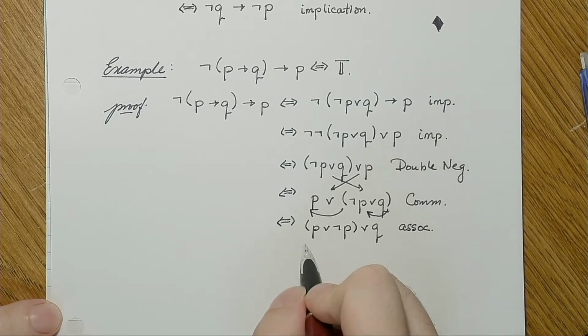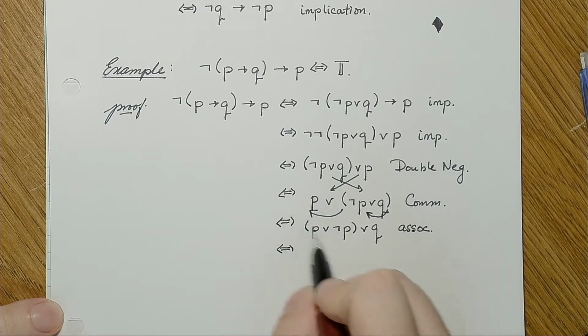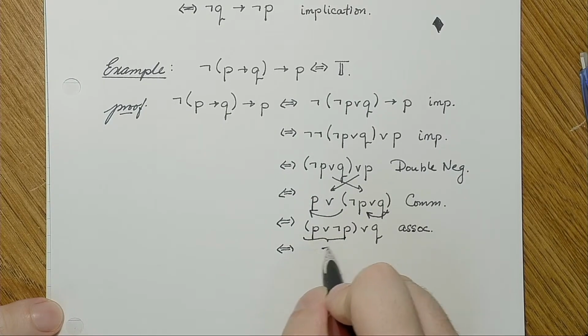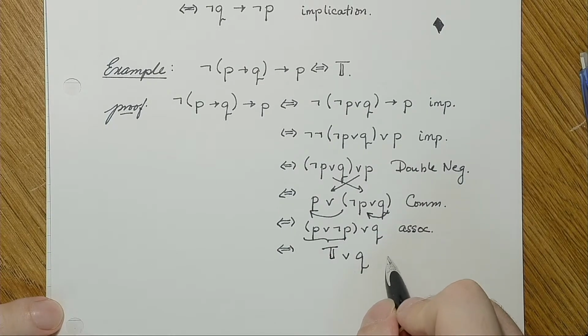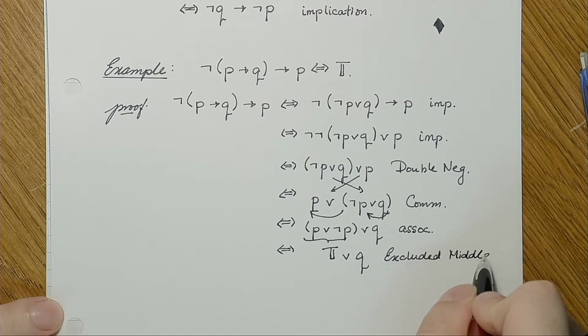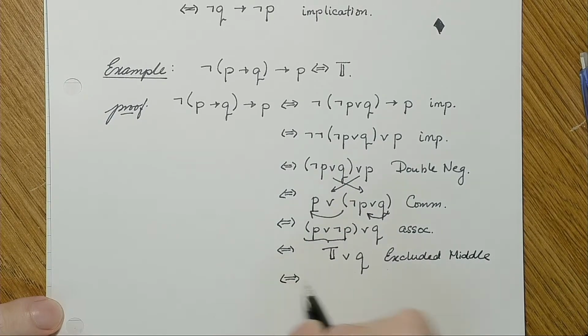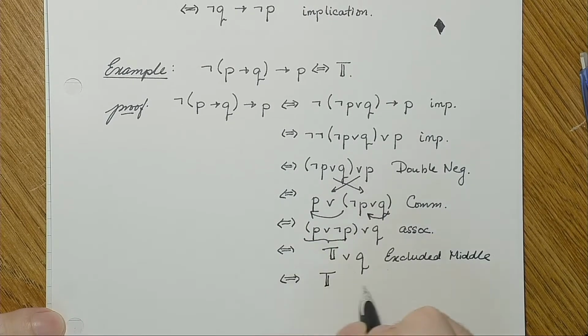And we're almost done, because P or not P, that's a tautology. We're starting to see the same kind of steps again. That's the excluded middle. Because I have the or, the tautology dominates, and I'm done.